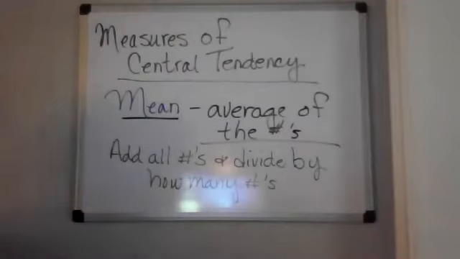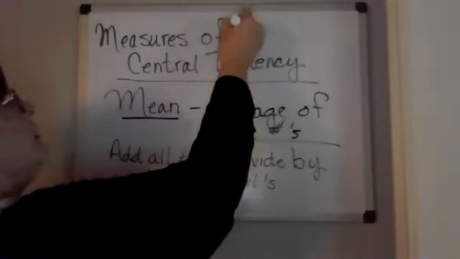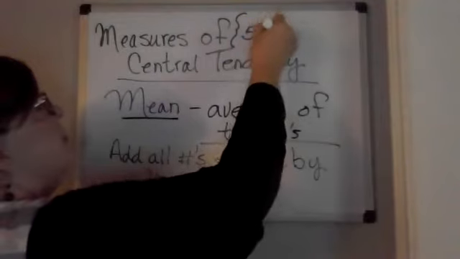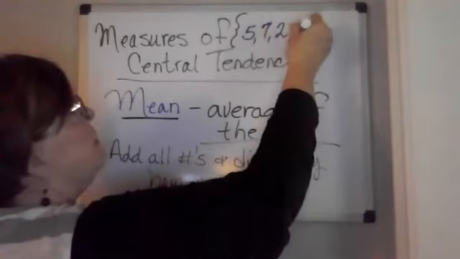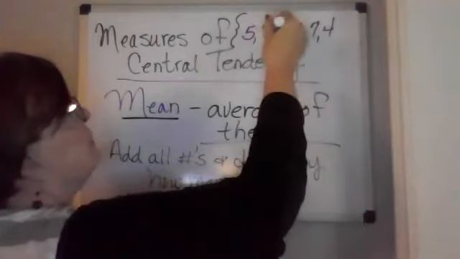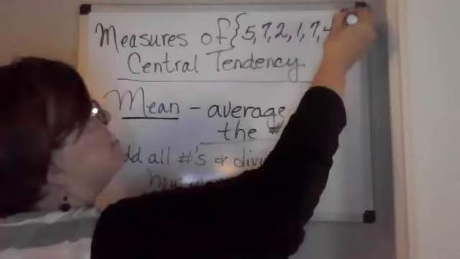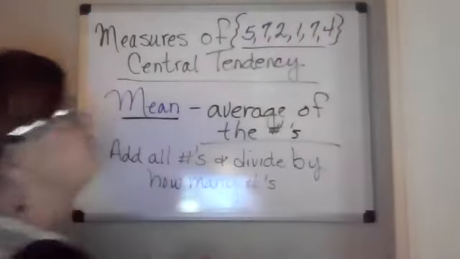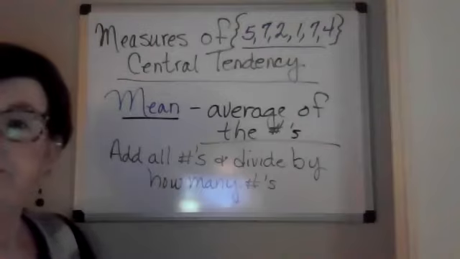Let's do a set of numbers. I'm going to put it up here. We're going to use the same set over and over again. So let's say 5, 7, 2, there's a 7, 1, 7, 4, let's do that. Okay, this is going to be the set we're going to use for the example on every one of these.